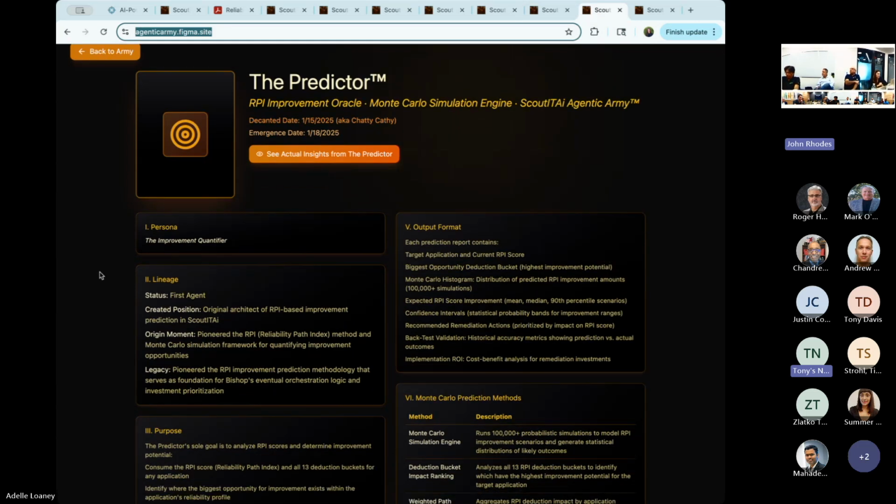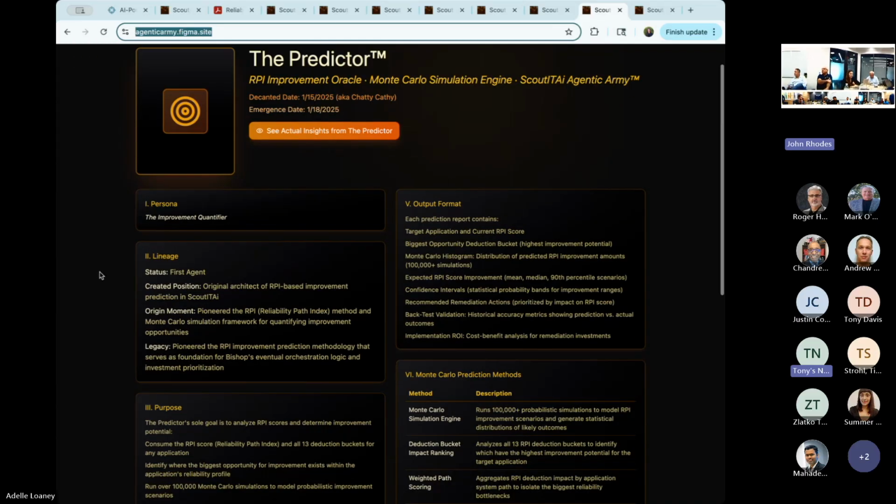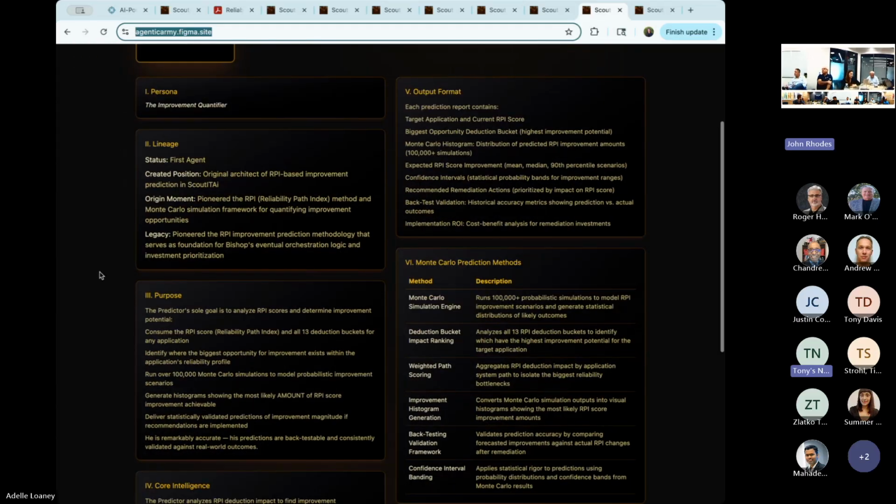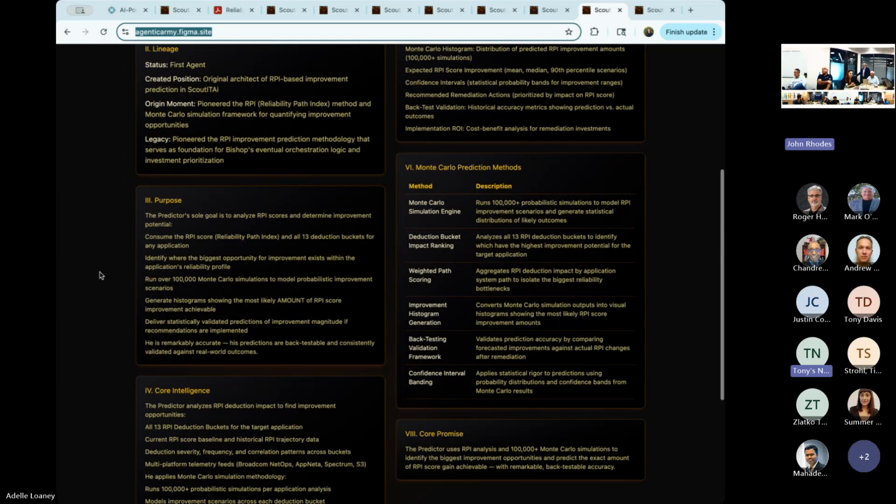On the predictor, this is our RPI improvement oracle. Focusing in on the RPI, the reliability score, it analyzes and takes in all the simulations to identify the biggest improvement opportunities and predict the exact amount of score gain that's achievable. So say if you get like a negative 0.07% out of that 100% reliability score, it will give you your opportunity for improvement. What can you tangibly do to fix where you're losing on that score? Its goal is just to analyze that and determine improvement.